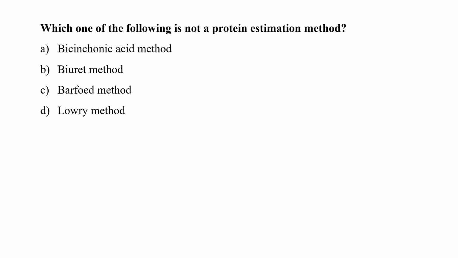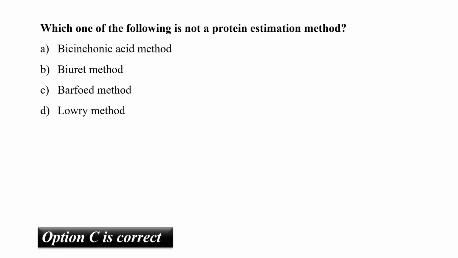Which one of the following is not a protein estimation method? Bicinchoninic acid method, biuret method, Benedict method, or Lowry method? Benedict method is used to detect the presence of monosaccharide. It is based on the reduction of Cu2 plus state to Cu1 plus state, which forms the brick-red precipitate. So now the Benedict method is basically used for the quantitation of monosaccharide, while the rest of the other methods are used for the estimation of protein. So option C is the correct answer.